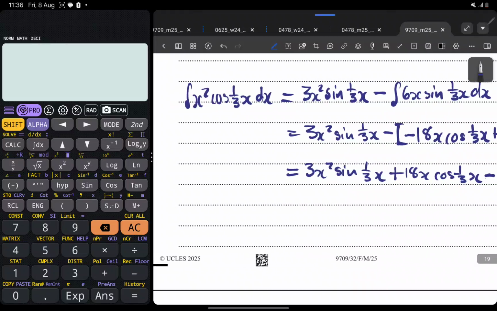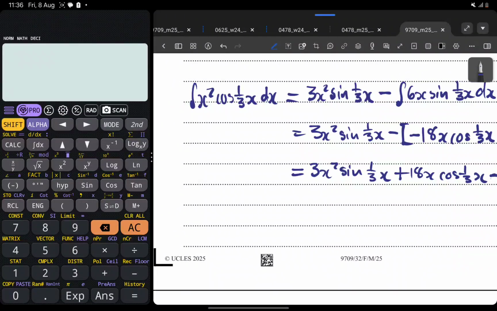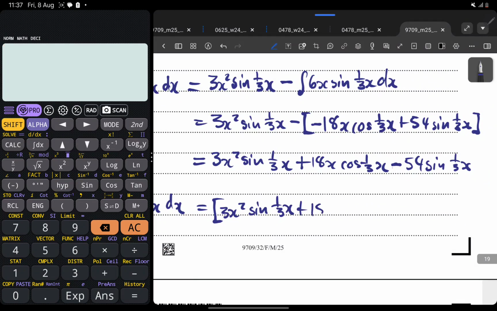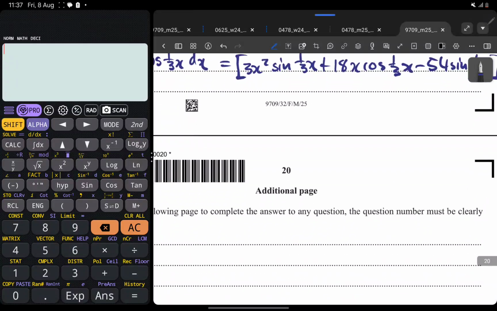Great job. So now what are we going to do? We are just going to put the bounds. The integral of x squared cos 1/3 x with respect to x from 0 to pi will be equal to this whole thing, but you put it from 0 to pi. So it's 3x squared sine 1/3 x plus 18x cos 1/3 x minus 54 sine 1/3 x, now from 0 to pi. Now, what are we going to put?